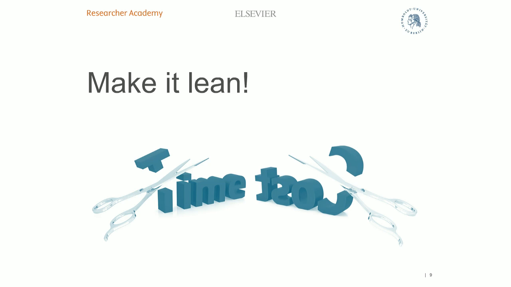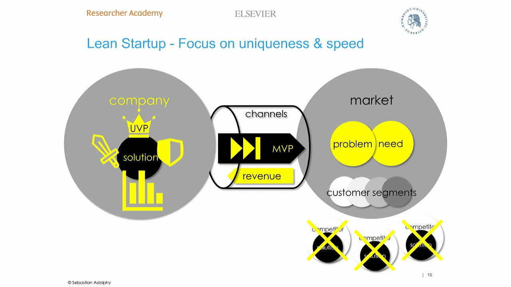Regarding the business model, there are some changes to the model I've just explained to you regarding the classic understanding. The focus for Lean Startup is on uniqueness and speed. So you have to be unique in order to be successful, and you have to be fast in order to be successful. These are the two assumptions underlying the Lean Startup approach.